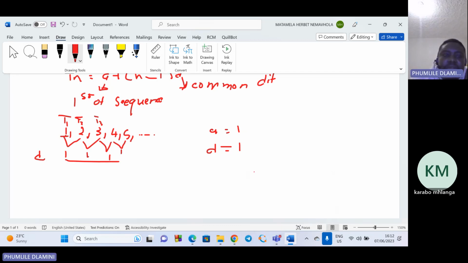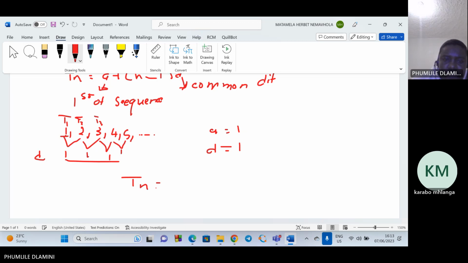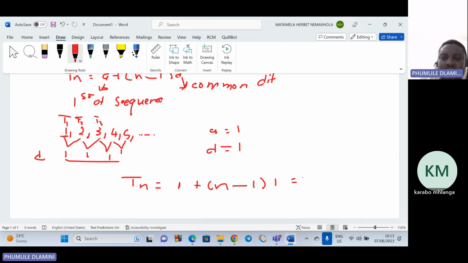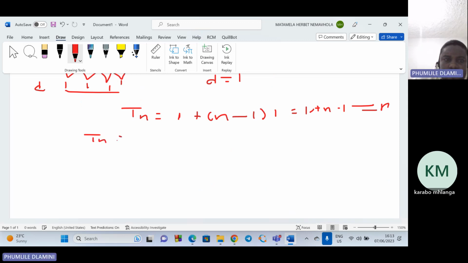Okay, so now the Tn is going to be equal to A, which is 1, plus N minus 1, multiplied by D, which is 1. So your Tn is going to be 1 plus N minus 1, which is going to be equal to N, because this 1 will subtract with that 1. Then our Tn is going to be equal to N.